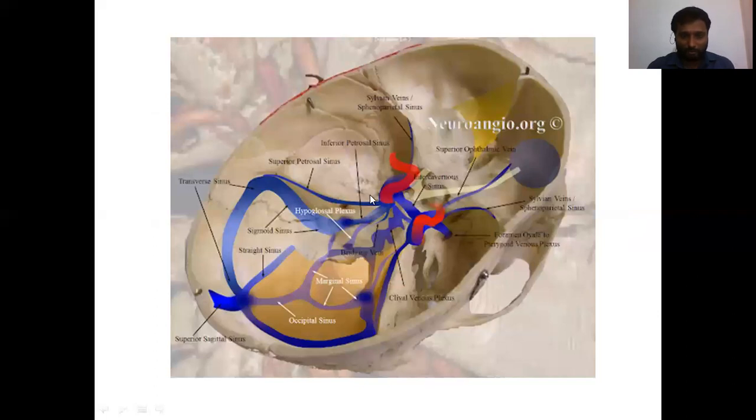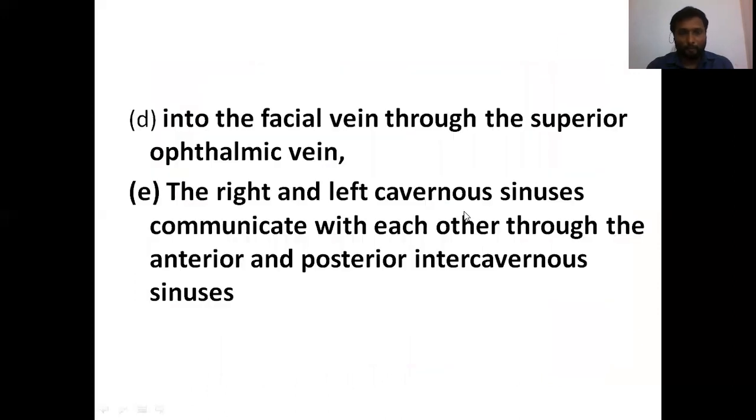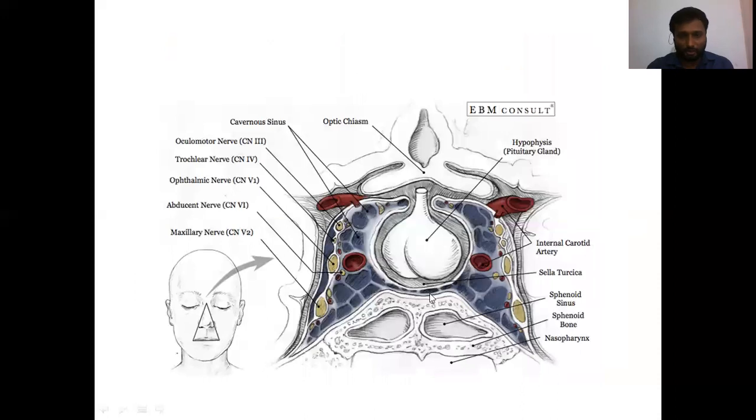We'll explain by using this image. See, this cavernous sinus drains into the transverse sinus through the superior petrosal sinus. Then it drains into the internal jugular vein through this inferior petrosal sinus. Then it drains into the pterygoid venous plexus through the emissary veins. Then it drains into the facial vein, this is the facial vein in this image, through the superior ophthalmic vein. Then it is connected to the opposite side cavernous sinus through the anterior and posterior intercavernous sinus.